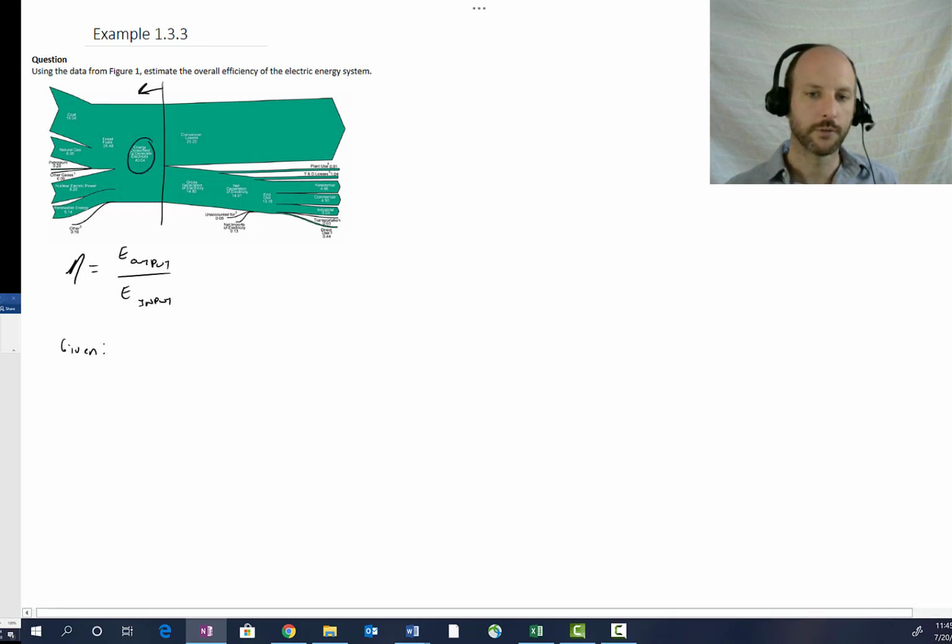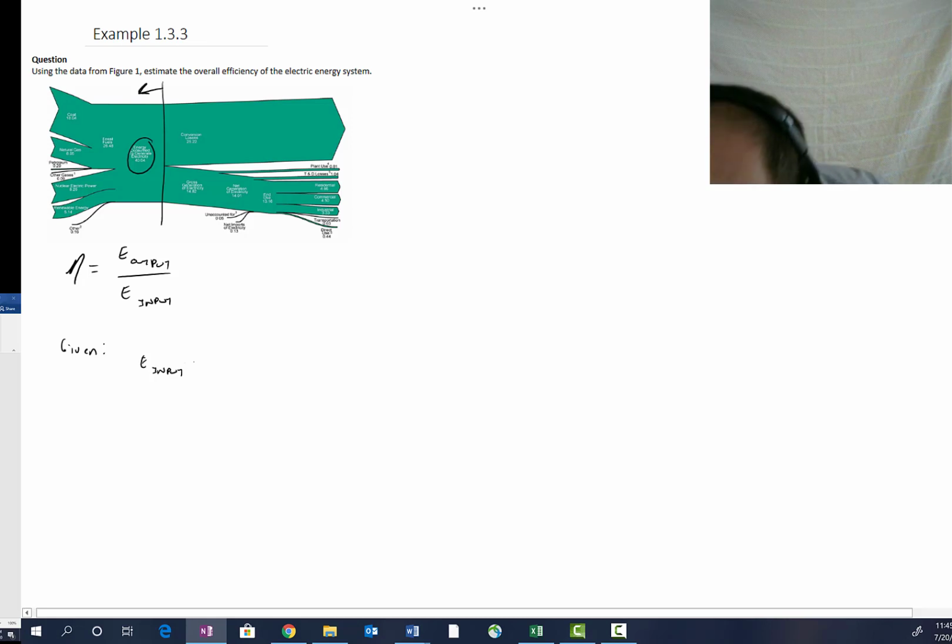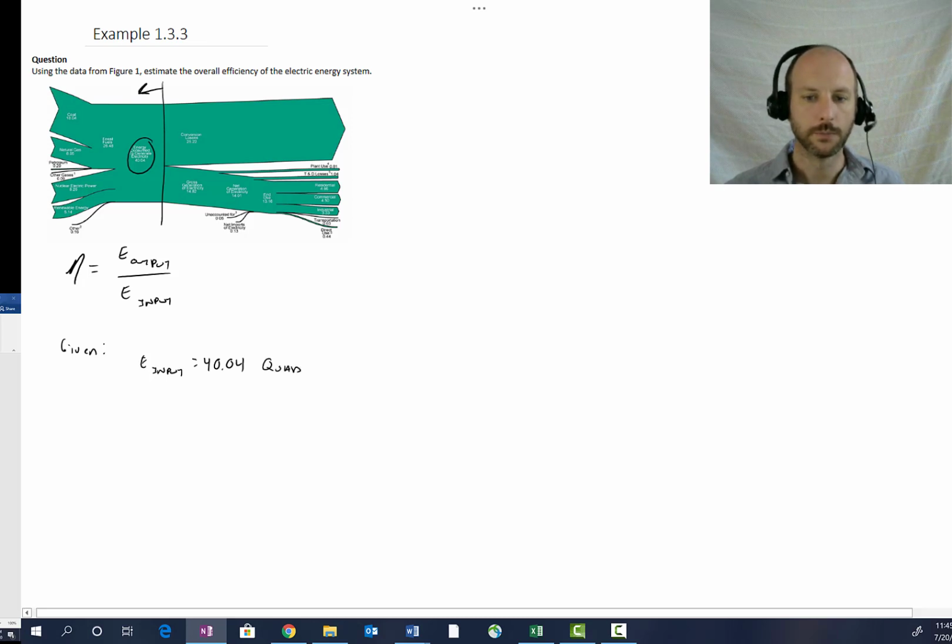So it gives you a lot of information, but the one we're looking for, the usable one here, is the total energy to generate electricity. We see that's 40.04 quad. So I know that can be a little tough to read there, but E input is 40.04 quad. That number just sums all those tails that are to the left of it. So it sums coal, nat gas, etc.